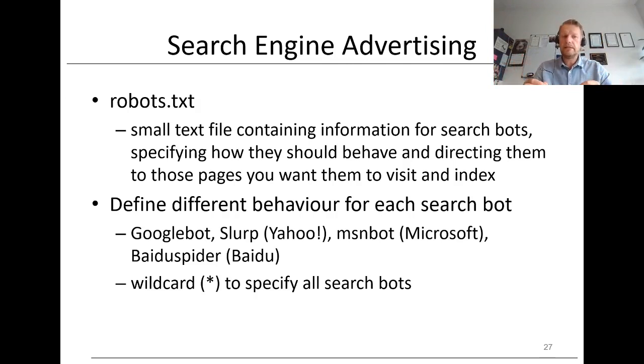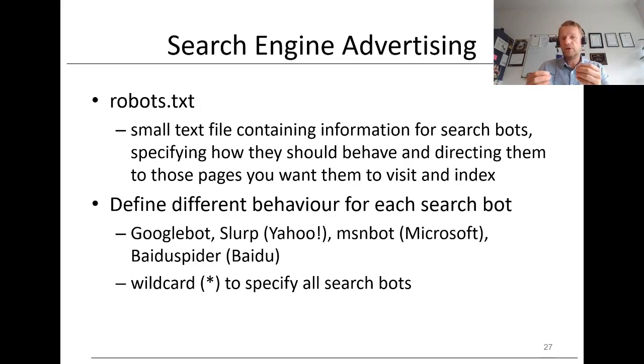Now, the robots.txt is a small file that is put on your website, and that instructs the search engine spider, crawler or bot how it should navigate through your website and get to know it. It is a small text file containing information for search bots specifying how they should behave, which helps direct them to those pages you want them to visit and index. So if you have web pages which you consider to be irrelevant to Google, you can tell Google, hey, if you visit my website, don't go to that page because it's not relevant to you. If you have pages that are especially relevant, you can also highlight that.